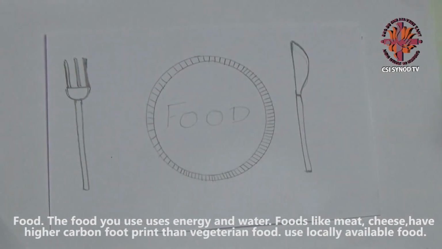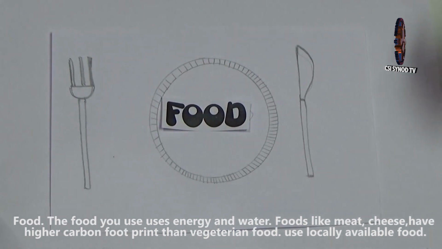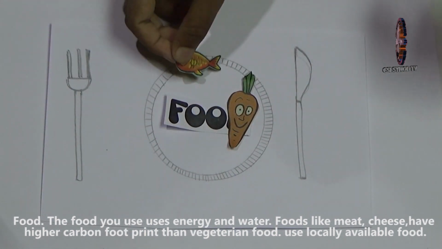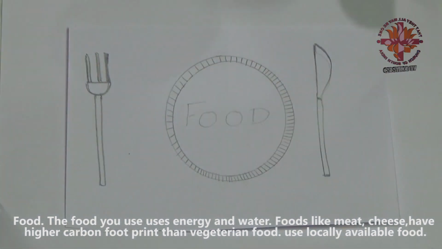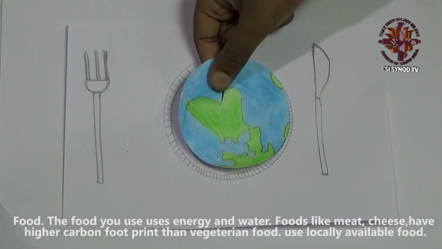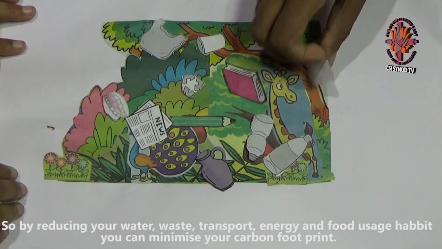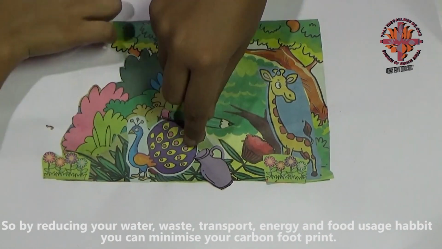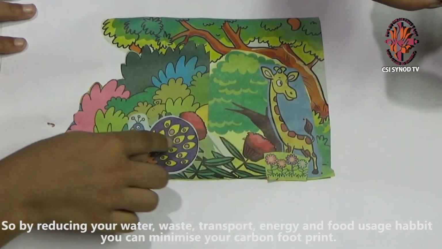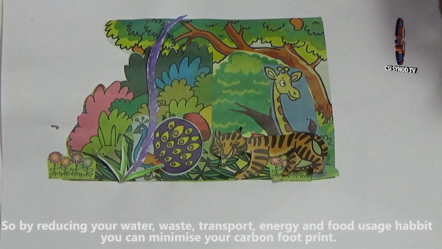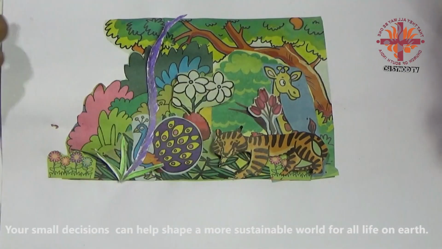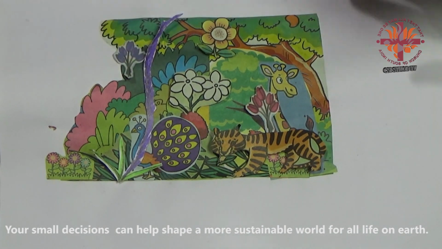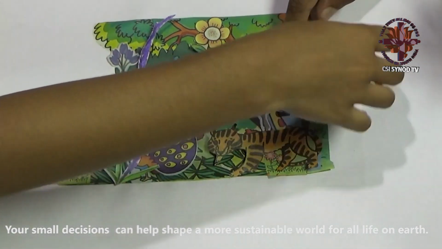Food. The food we eat uses energy and water. Foods like meat and cheese have a higher carbon footprint than vegetarian food. Use locally available food. So by reducing your water, waste, transport, energy and food usage habits, you can minimize your carbon footprint. Your small decision can help shape a more sustainable world for all life on Earth.